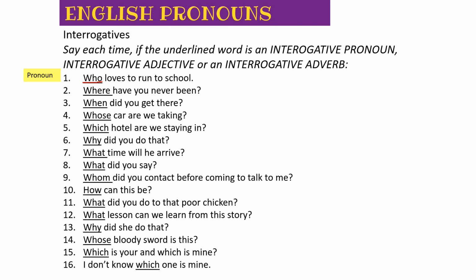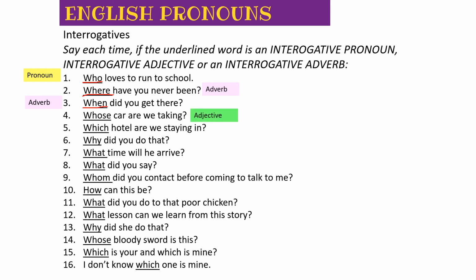Number two: "Where have you never been?" That will be an adverb. Where will always be an adverb, because the place you go is describing the action of where you went. Number three: "When did you get there?" That's an adverb again, because when is describing the time that you get there. Number four: "Whose car are we talking about?" This is an important one.